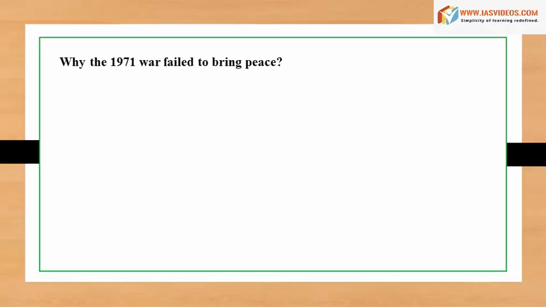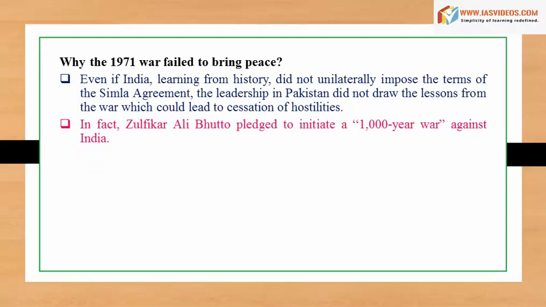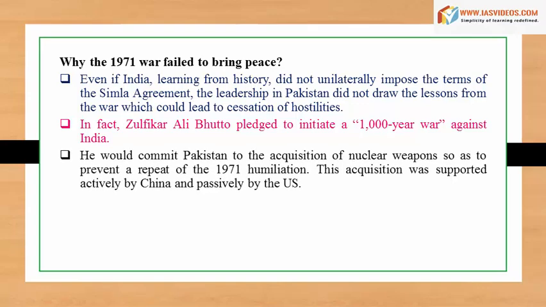Why did the 1971 war fail to bring peace? Even if India, learning from history, did not unilaterally impose the terms of the Shimla Agreement, the leadership in Pakistan did not draw the lessons from the war which could lead to cessation of hostilities. In fact, Zulfikar Ali Bhutto pledged to initiate a 1,000-year war against India. He would commit Pakistan to the acquisition of nuclear weapons so as to prevent a repeat of the 1971 humiliation.